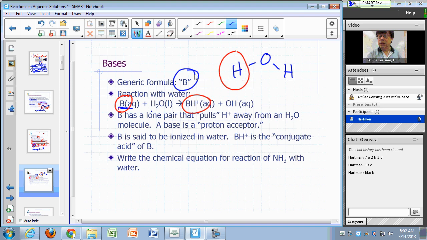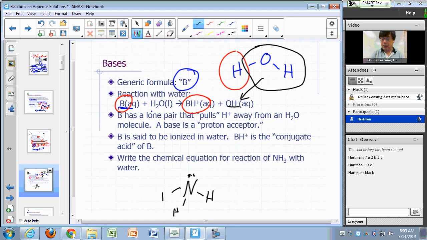So what happens when your H plus is removed from your water? You're left behind with a hydroxide ion. So if you have a molecule that can pick up a proton from water molecules and produce hydroxide ions, then you say that molecule is a base. Typically, the kinds of molecules that are able to pull an H plus ion away from water are those that have nitrogen in them that have a lone pair. Remember, a lone pair is an unshared pair of electrons. So ammonia, for example, NH3, is an example of a base.